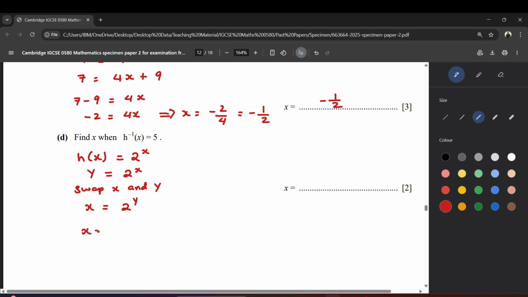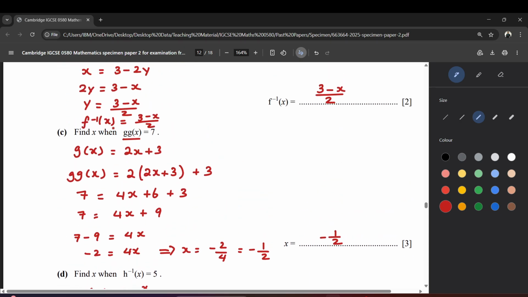Now we cannot rearrange this to make y the subject of the formula. Why can't we do that? Because that requires logarithms and that is not part of your syllabus yet. So what we can do is just use some logical steps over here.